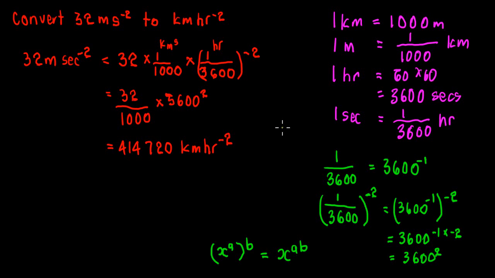So pretty simple now. Just into the calculator, and 32 divided by 1,000 times 3,600 squared gives you 414,720 kilometers per hour squared. And I can assure you that's one hell of an acceleration.